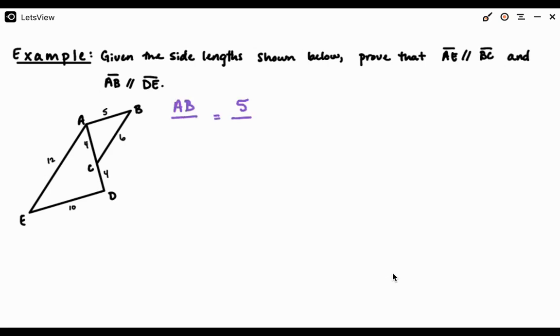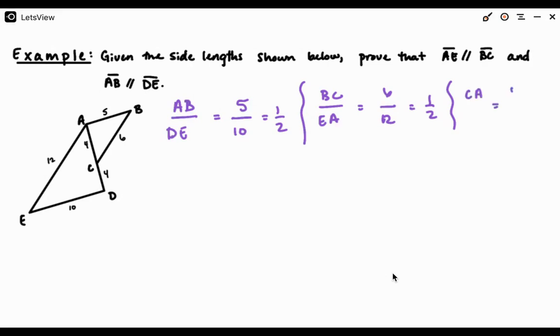Let's start with AB. That's 5. What's its corresponding length? AB corresponds to DE, which is 10, so that's 1/2. BC, that is 6, and what does that correspond to? BC corresponds to EA, which is 12, so also 1/2. And then CA is 4, and that corresponds to AD, which is 8, so also 1/2.